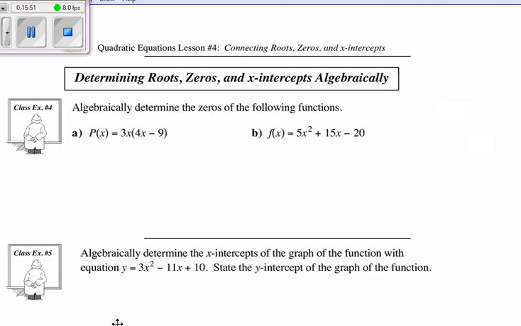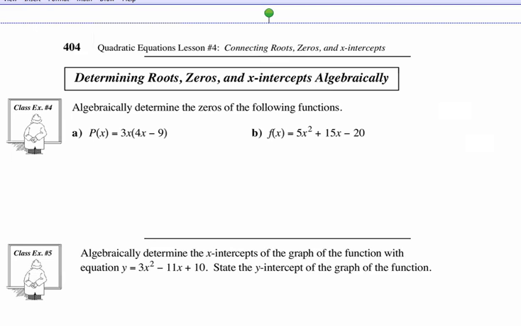Okay, find the roots of the equation. Algebraically determine the roots of this equation. So we've done this before. p of x is the same thing as f of x, yeah. Okay, so x equals 0 and x equals, what's the shortcut? Positive 9 over 4. How else could you get the 0 for that one? How could you get the 0 for that one, if you didn't know how to do the shortcut?